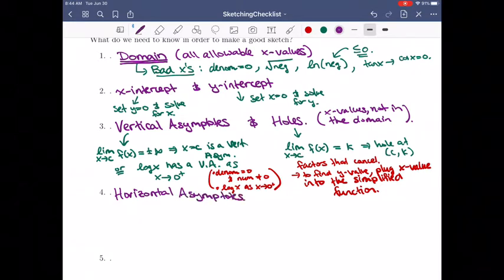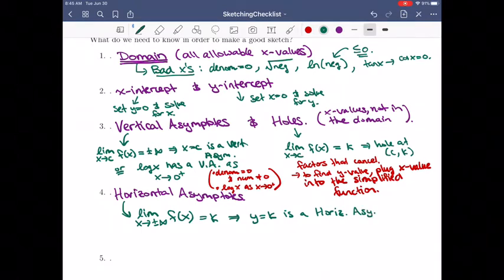Okay, so remember when we're looking for horizontal asymptotes, what we want to do is take the limit as x goes to infinity. So you want to know what happens as x is getting very large. Okay, if this equals some number, then y equals k is a horizontal asymptote. Now you might remember the trick.